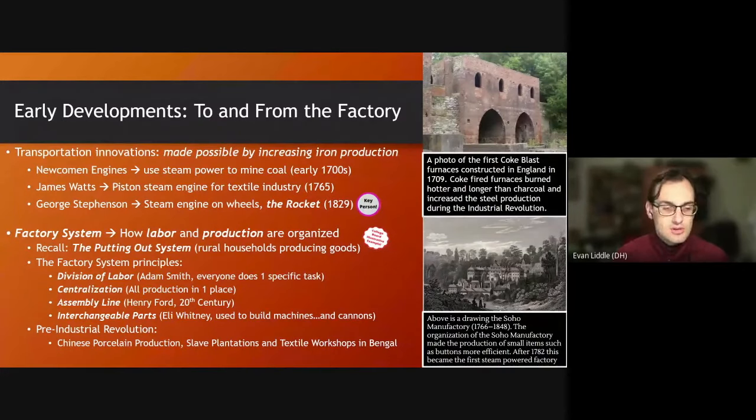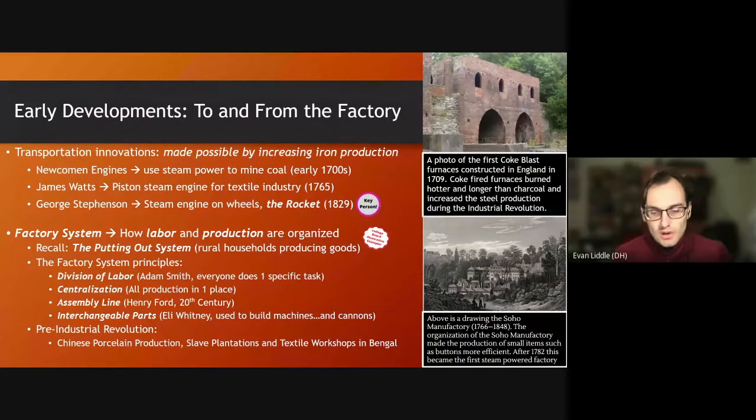The assembly line would come in the 20th century, and this would be made possible by the development of interchangeable parts in the 1800s, which made it possible to very quickly replace, repair, and create new machines. All of these factors put together created what we might call the factory system, which meant there was a very rapid increase in the production of specific goods.